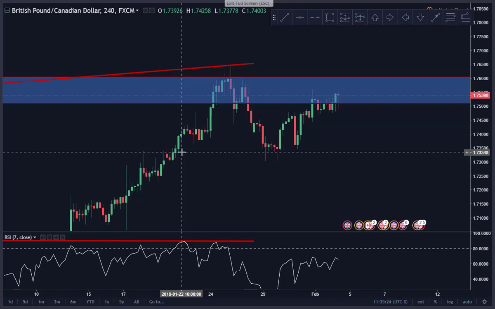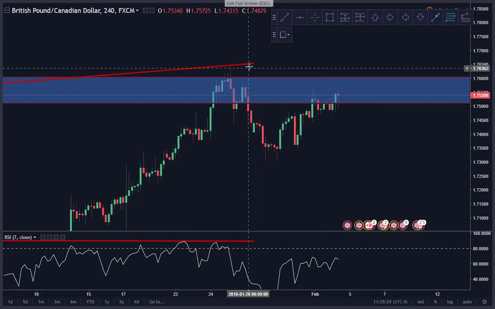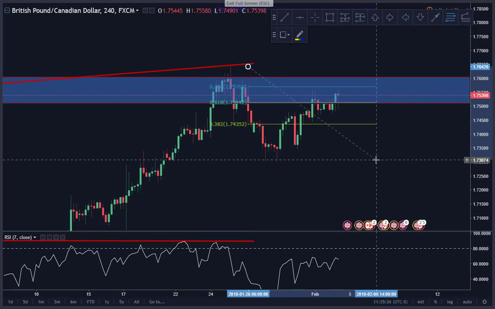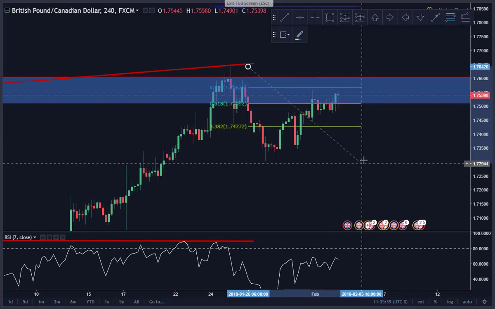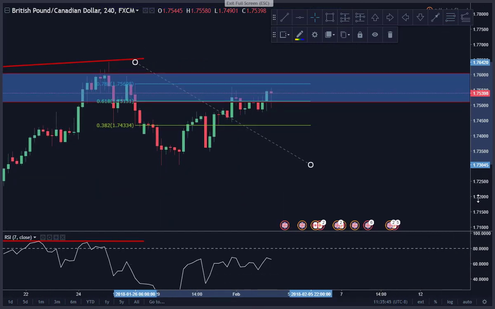So in this case, as I take my Fibonacci levels, I'm not really big on Fibonacci levels, but I just want to show you how you can have multiple reasons for entry. If I take that from my swing high to this swing low, back down to this level, and let's try to zoom in to see where price is.